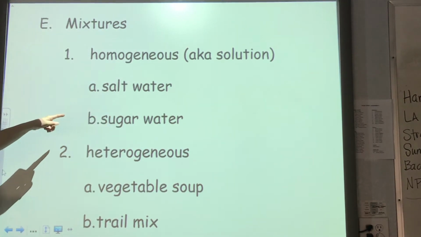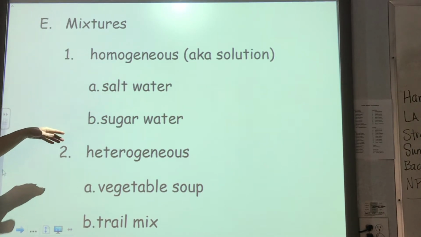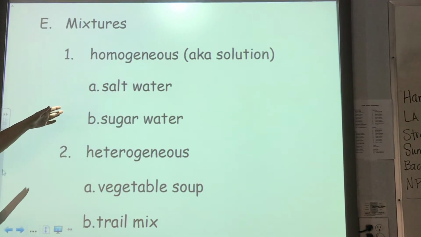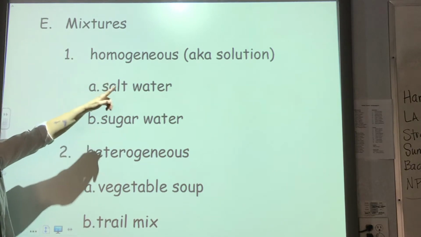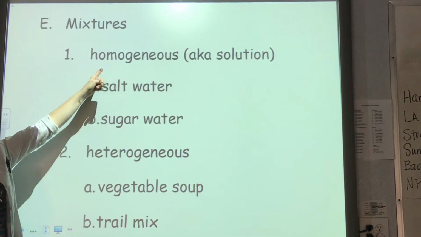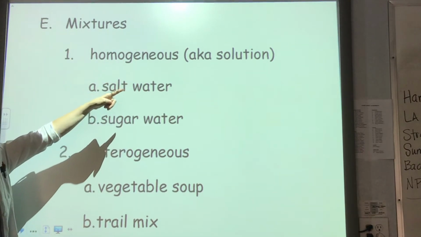A good example of this is salt water and sugar water. Okay, if you have water and you put some salt in it, you stir it up, and you take a sample once it gets dissolved, and set it aside, and then you take another different sample, you'll find that the amount of salt in each sample is the same. Okay, that makes it homogeneous. And another name for homogeneous mixtures is a solution.